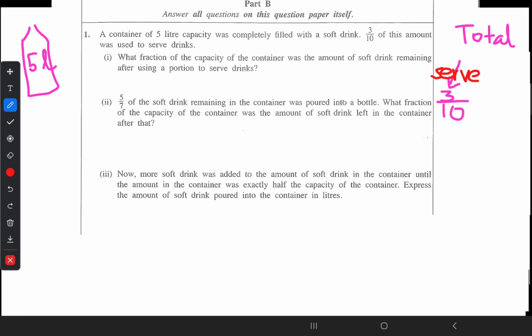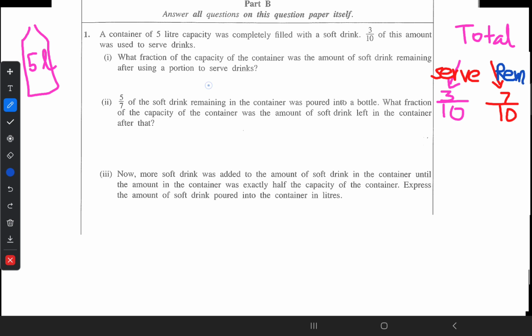What fraction of the capacity of the container was the amount of soft drink remaining after using the portion to serve the drinks? Okay, what's the remaining? How can we find the remaining? From the total 10 portions, 3 portions were used. So the remaining would be 7 over 10. This is our remaining fraction.